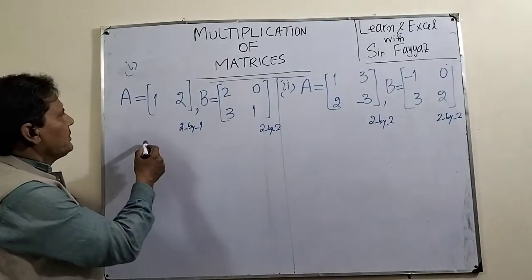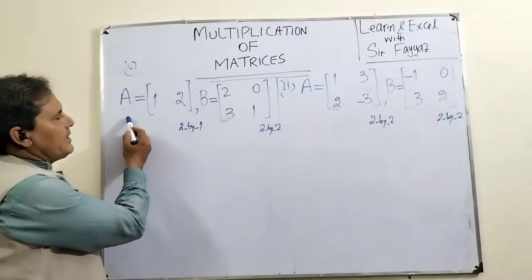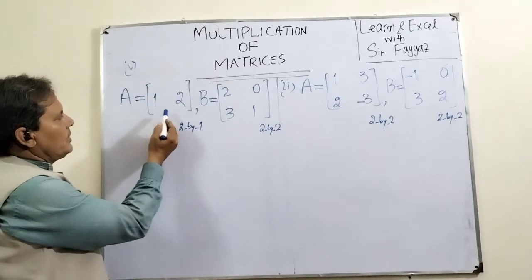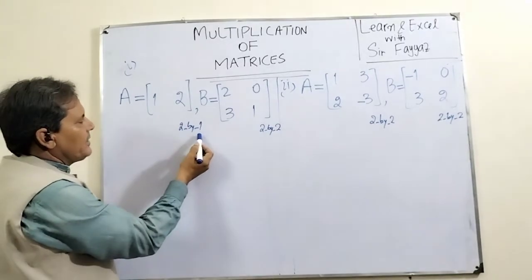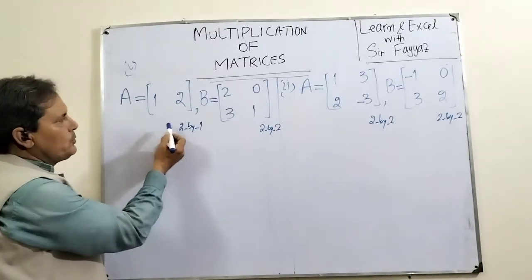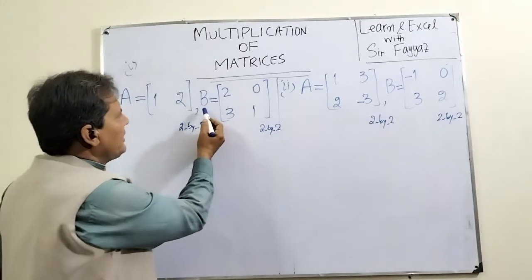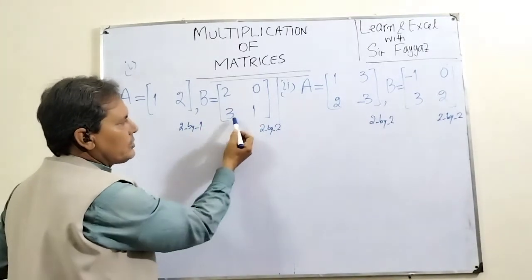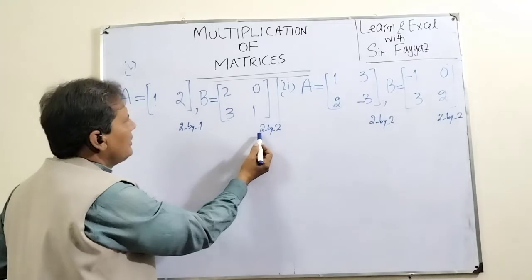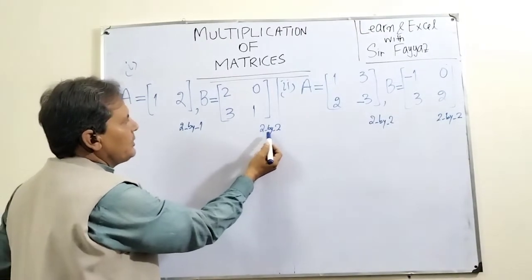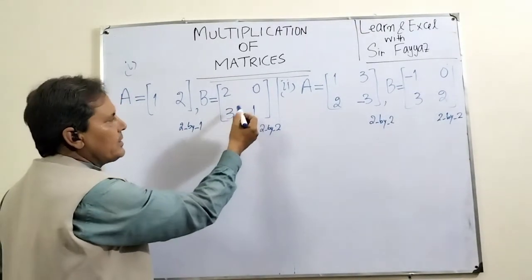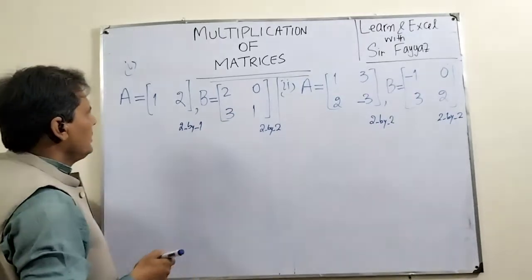In the first example, matrix A is given as 1, 2, that is a 2 by 1 matrix. The order of this matrix is 2 by 1. And matrix B is given as 2, 0, 3, 1. The order of this matrix is 2 by 2. That is, it has 2 rows and 2 columns.